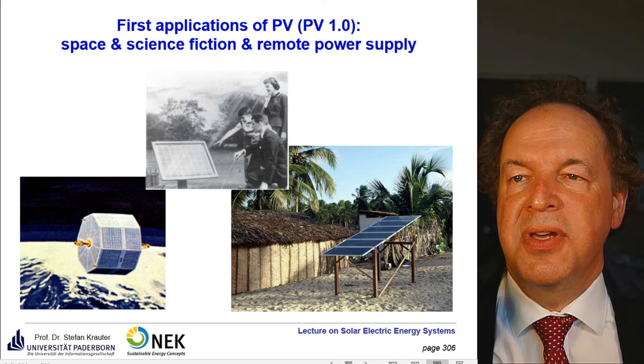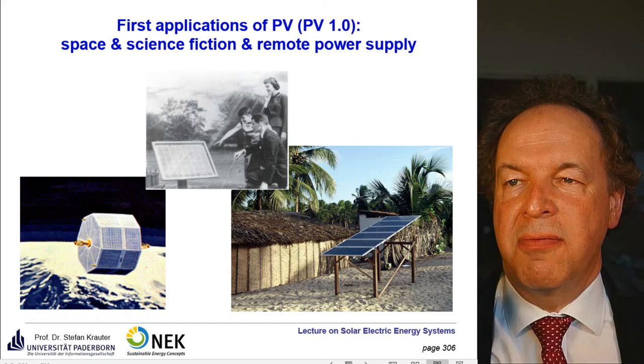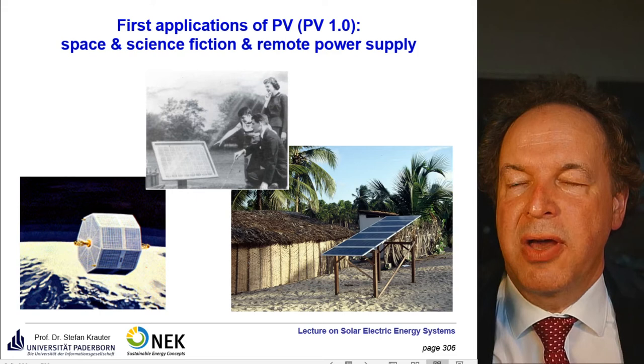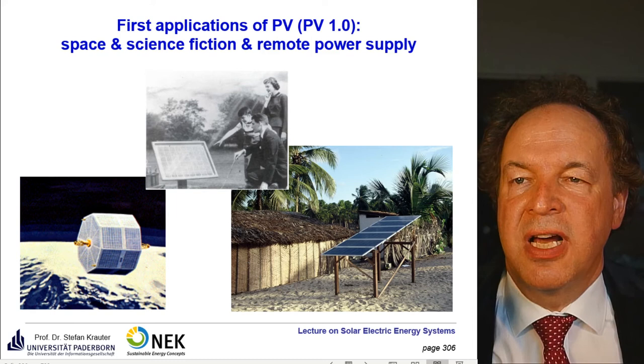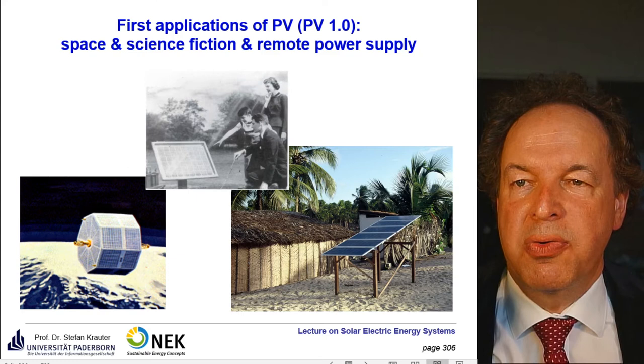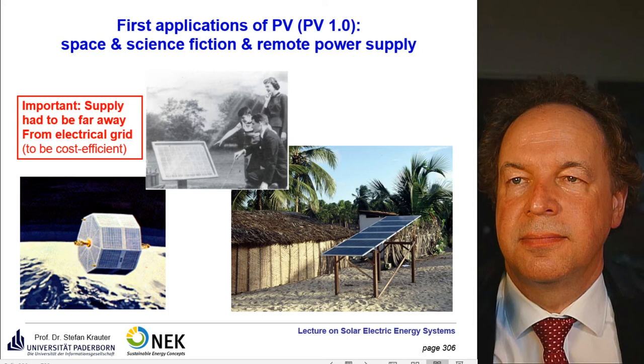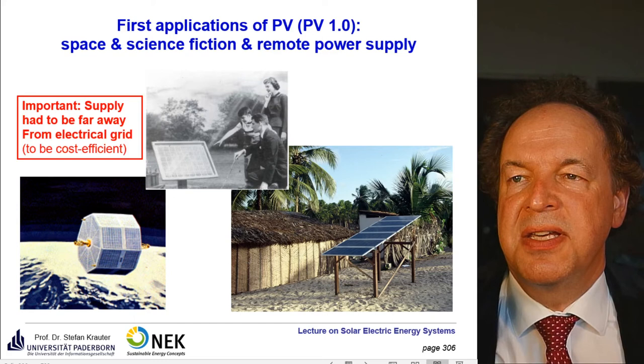But even during that time, the upper picture in black and white is from the Times magazine of 1958, there was the expectation that the terrestrial application will increase. And so it was. There were a lot of applications in the 70s and 80s in remote places. For example, on the lower picture on the right, we see a PV system in the Amazon, which was used for a school there to power a video projector to teach children and to make light. Let's call it PV 1.0. It was important that the supply had to be far away from the electrical grid because it wasn't competitive at all to the grid.